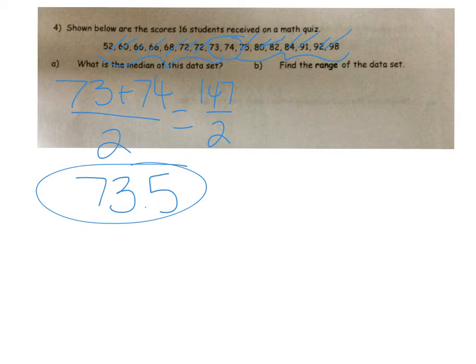What about the range? Do you remember how we find the range? We take the highest minus the lowest, so 98 minus 52, and when I subtract those, I get 46.